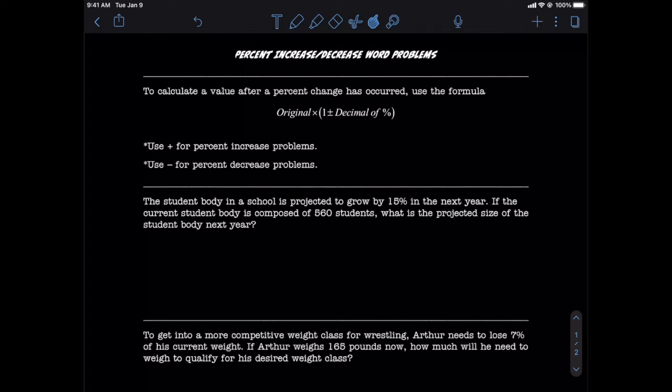Now, in many situations, the plus or minus implies that we have to do both plus and minus. But in this situation, we will only use plus for percent increase problems, and we will only use minus for percent decrease problems. Truly, this is a very easy skill that doesn't require too much in the way of explanation. As long as you have a calculator and your formula, you should be fine. Let's go ahead and take a look at a couple of example problems.